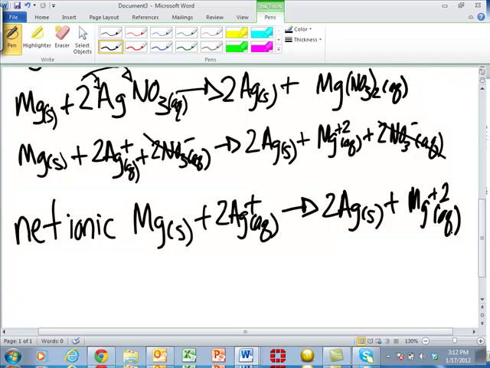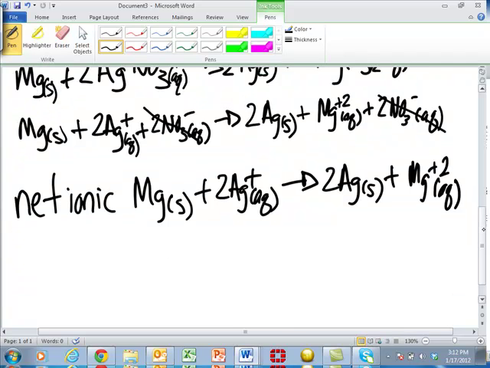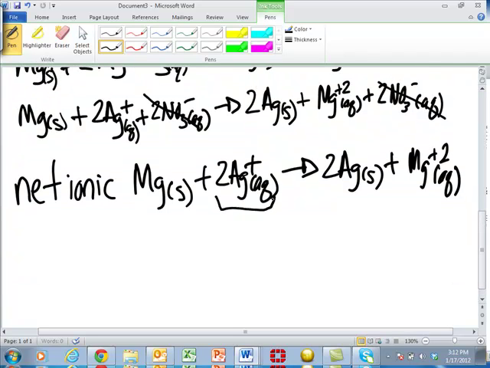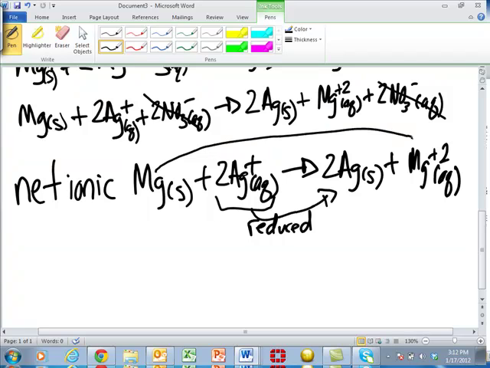Now, take a look at their charges. Which particle is oxidized? Which particle is reduced? Remember, reduced means the charge is going to be reduced. So which one of these two charges goes down in value? Silver or Ag? Good. It goes from a +1 to a 0. So our reduction half reaction is going to be this particle, silver, is reduced. And that means magnesium is oxidized.